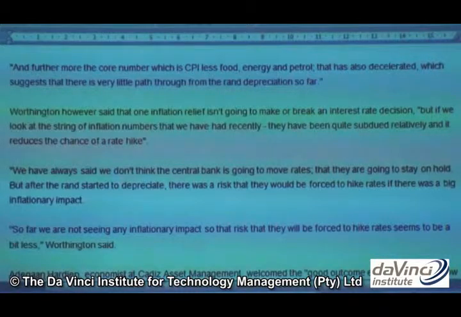Worthington, however, said that the inflation relief isn't going to make or break an interest rate decision. But if we look at the string of inflation numbers that we have had recently, they have been quite subdued relatively, and it reduces the chance of a rate hike. We have always said we don't think the central bank is going to move rates, that they are going to stay on hold. But after the rand started to depreciate, there was a risk that they would be forced to hike rates if there was a big inflationary impact.